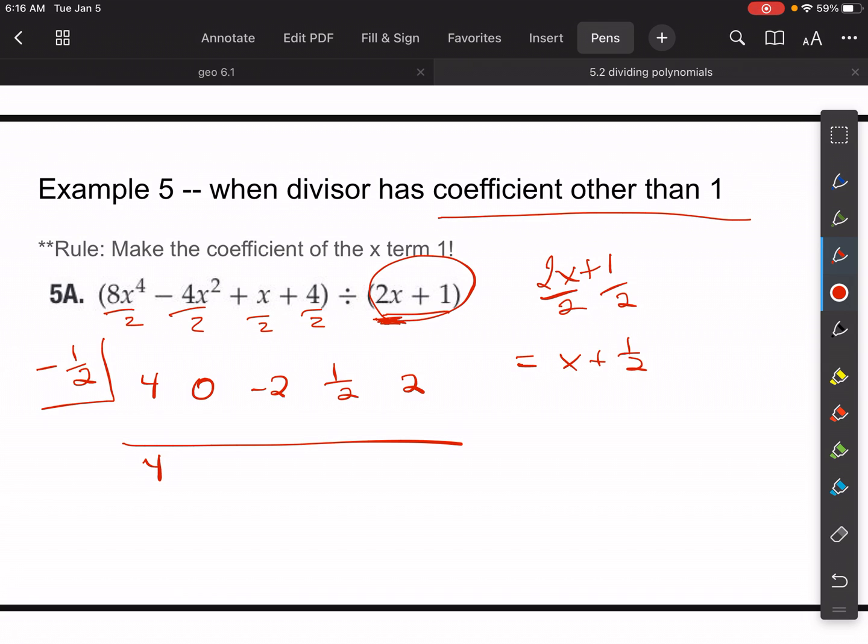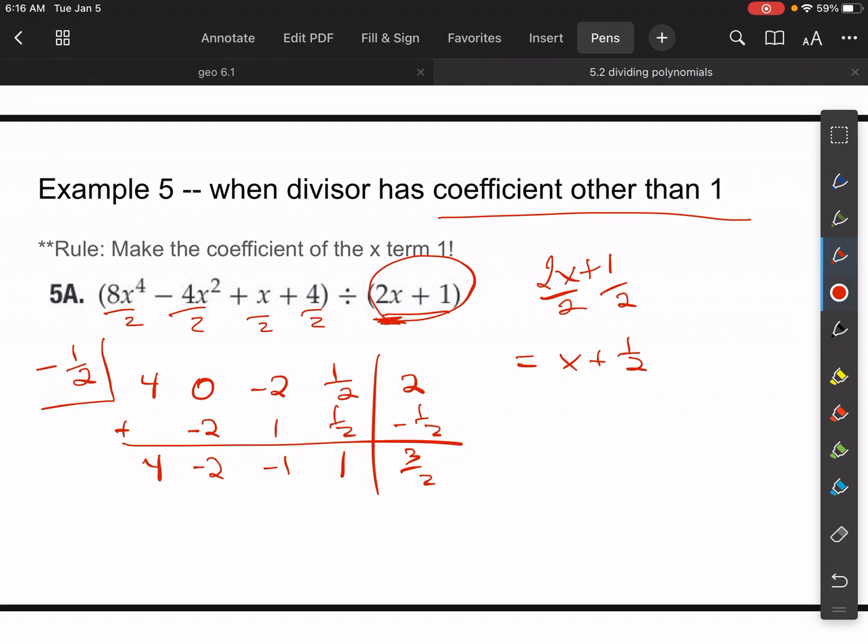Okay, here, bring down your 4. 4 times negative 1/2, negative 2. Add it. Negative 2. Remember, we're always adding. Negative 2 times negative 1/2 is 1. Negative 2 plus 1 is negative 1. Negative 1 times negative half is 1 half. So we get 1. 1 times negative a half is negative 1 half. And then I'm left with, what is that, 1.5?